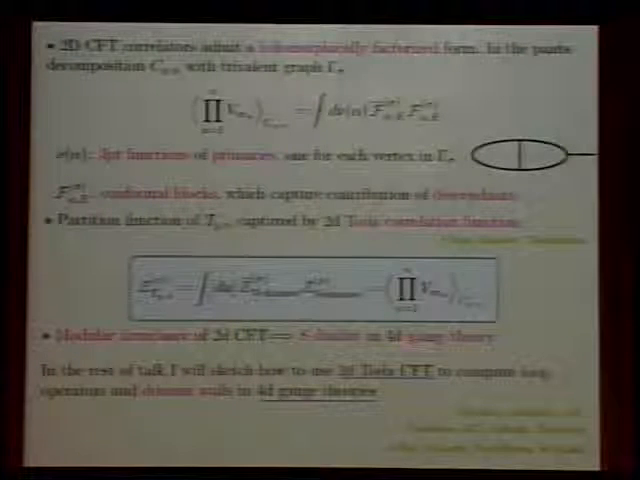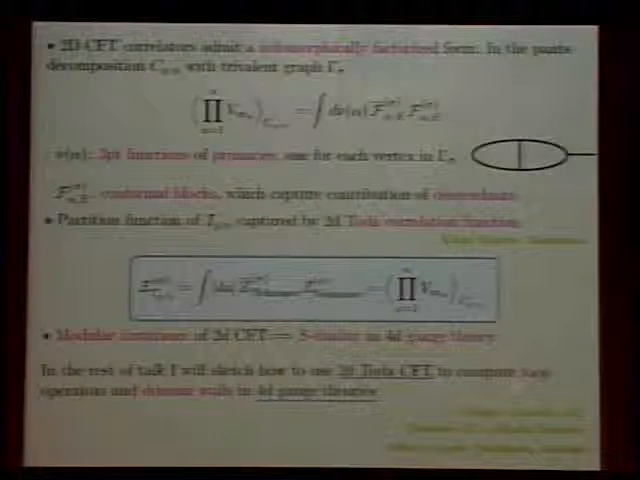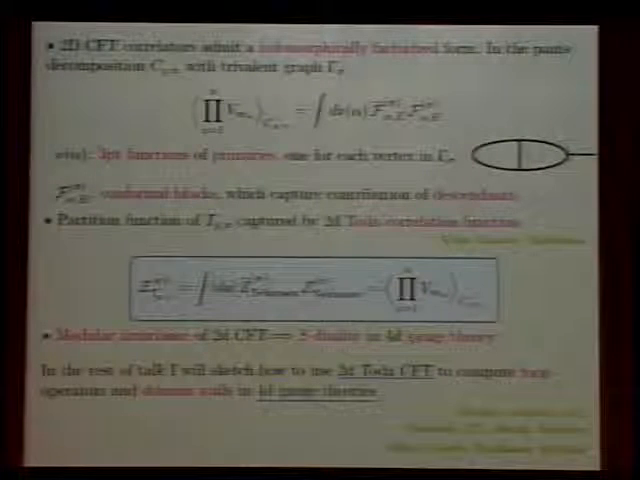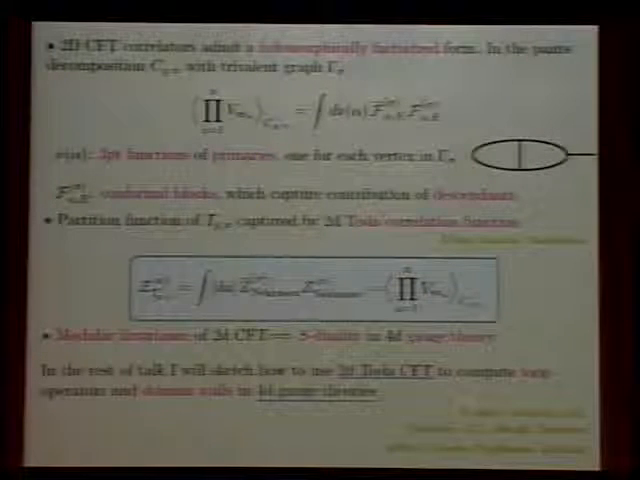Okay. So in the rest of the talk, I will sketch how to use two-dimensional CFT to compute exactly loop operators and domain wall operators in four-dimensional gauge theory. And this is work done with Drukker, Gomis, Okuda, and Teschner, in separate papers.